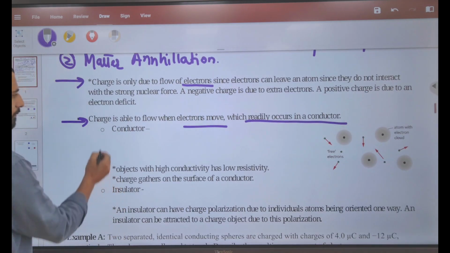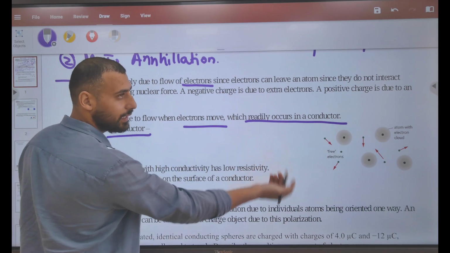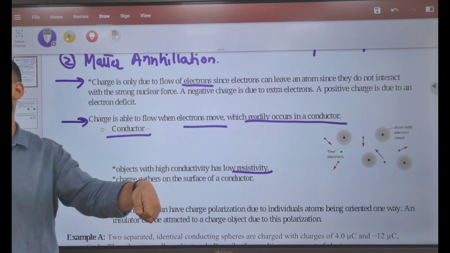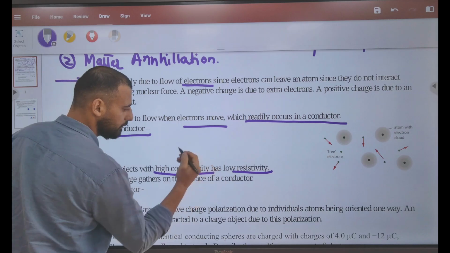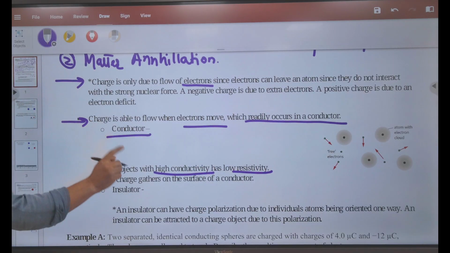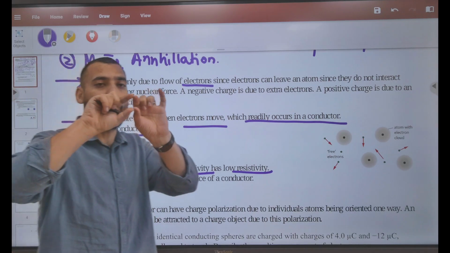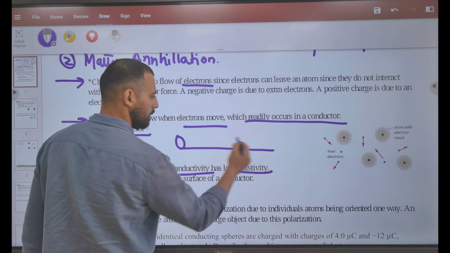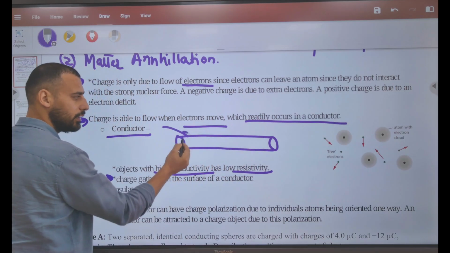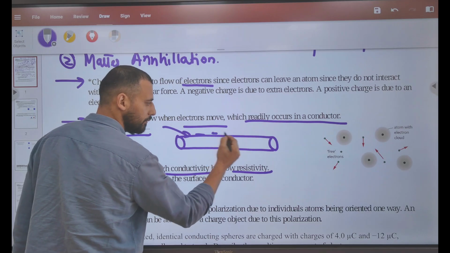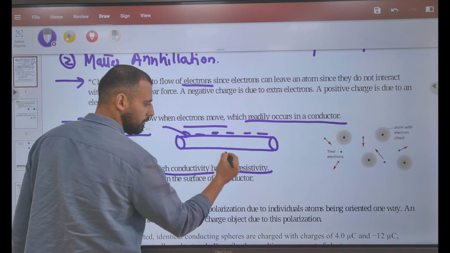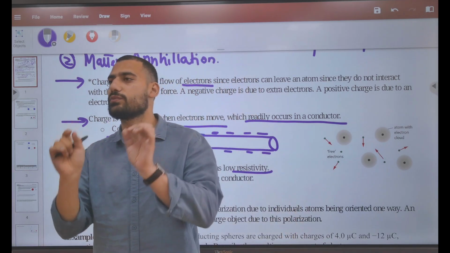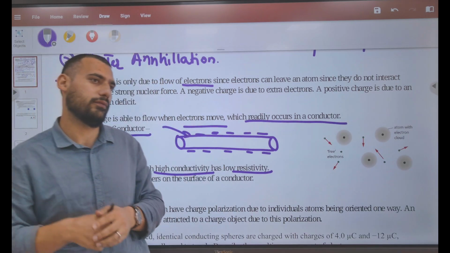So what is a conductor? In a conductor, electrons move very freely, okay? So it has low resistivity, its resistance, its opposition to the flow of charges, is very less. But it has high conductivity. And remember one important thing: whenever charge is given to a conductor, it always resides on its surface. Say for example, you have a conductor. If I give some charge to this, this charge will be present on its surface. It will not go inside. It doesn't go inside.